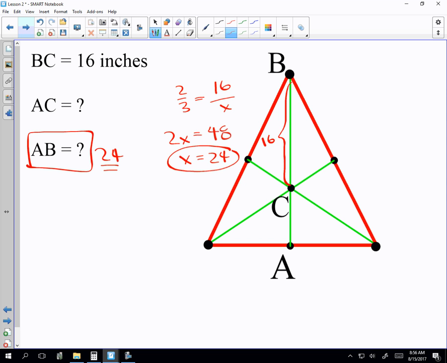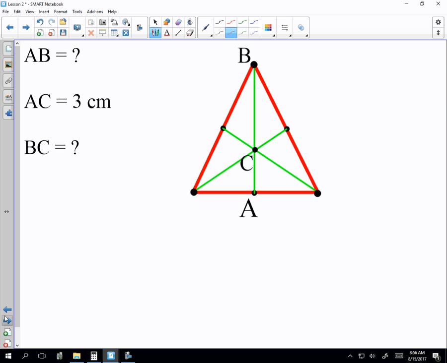The other way to find distances in this shape is to remember that this 16 is 2 parts. So let's find out what 1 part is. We just divide both sides by 2, and 1 part equals 8. And now we know what this next distance is, because remember, it's a 2/3, 1/3 ratio. So you have 2 parts on top, 1 part on bottom, and then we can add the side lengths together to get the full distance of the median.